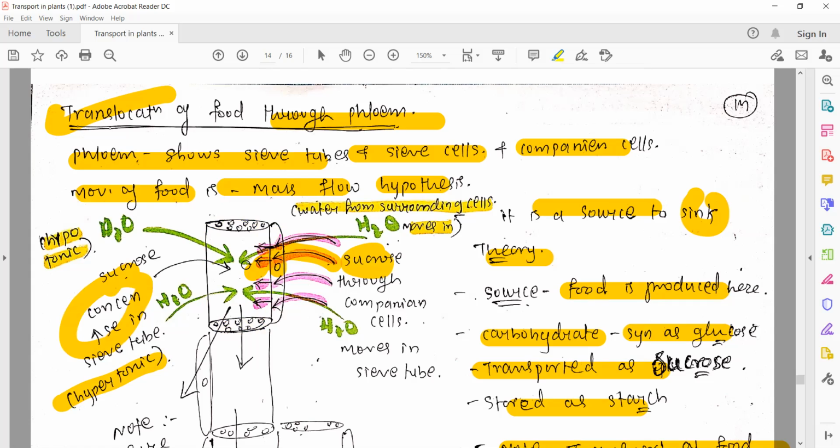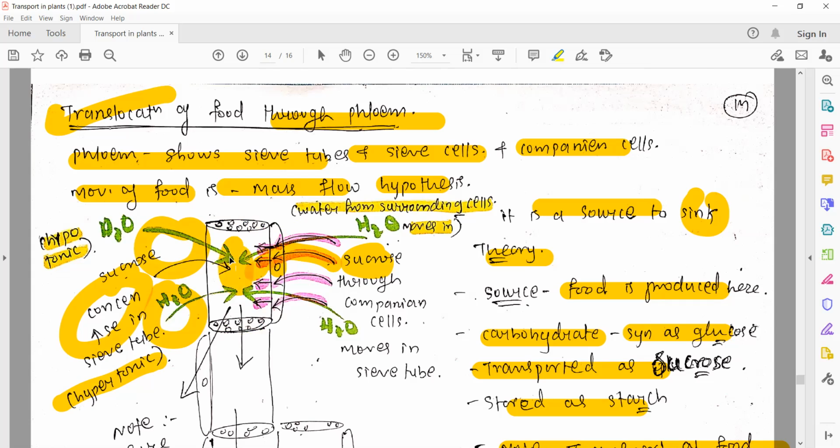That is a hypertonic condition. Sucrose concentration has to increase. So you know that when the hypertonic condition is there, the neighbor cells present over here will be having water content in them. Water will always move from the hypotonic condition to the hypertonic condition, right?